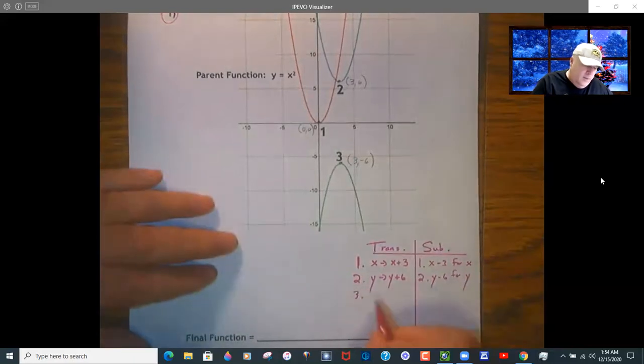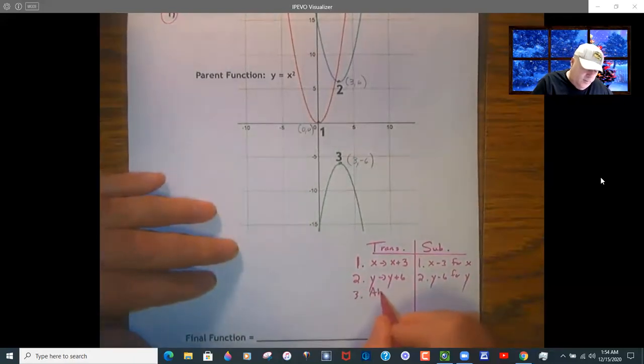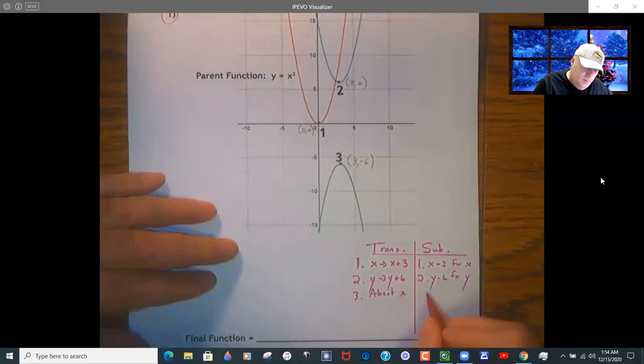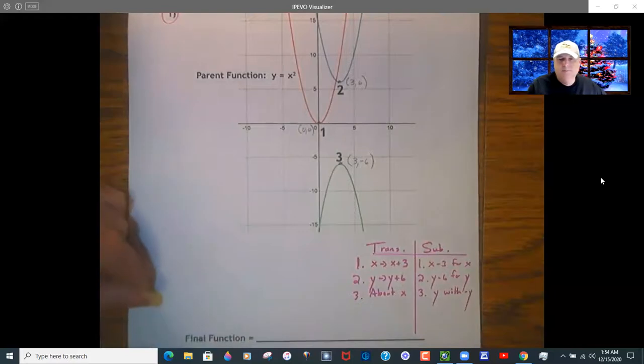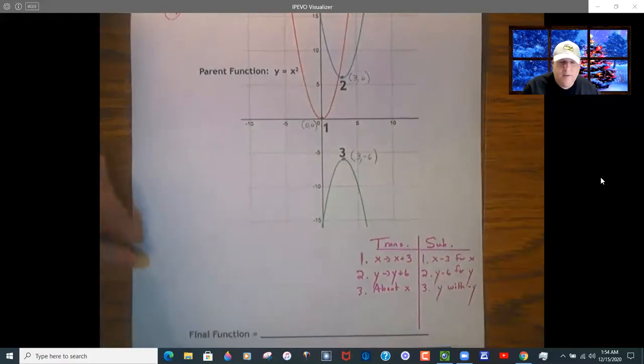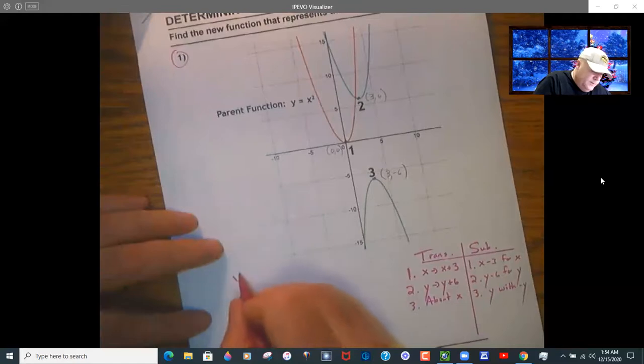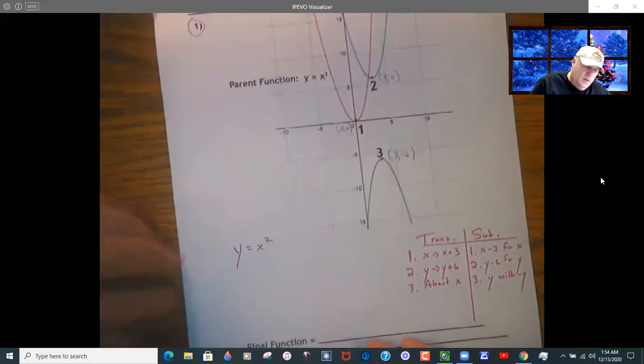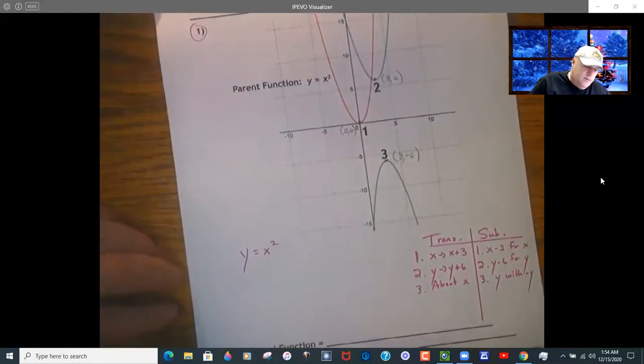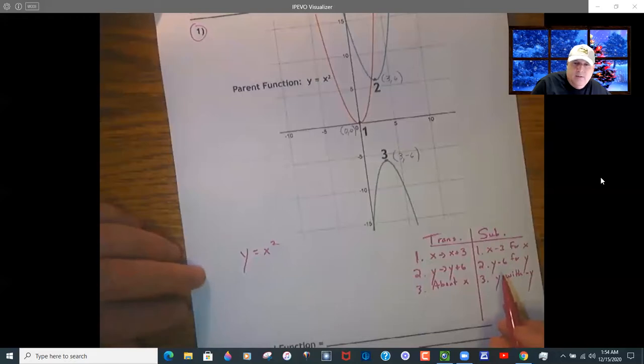And then the third thing is we went about the X axis with the reflection. So then we replace Y with negative Y. So it's always the opposite variable gets replaced with the opposite. So we got to do all that, starting with Y equals X squared. So X minus 3 in for X and Y minus 6 in for Y.